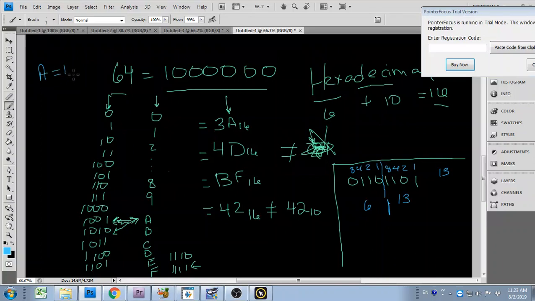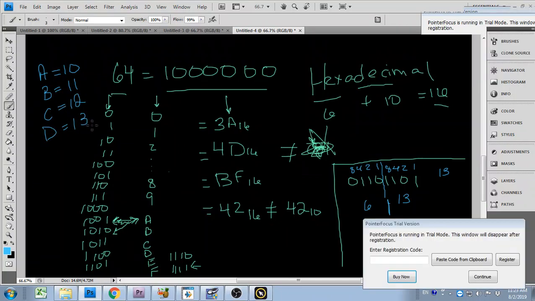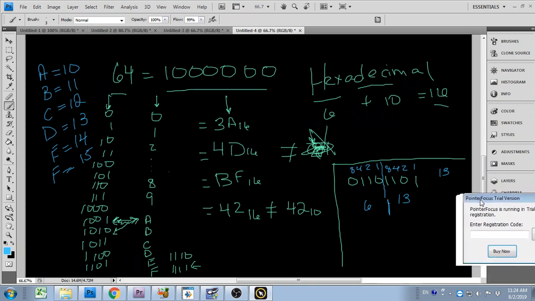A is equal to 10. B is equal to 11. C is equal to 12. I'd probably write this little system in your notes. E is 14. And F is 15. Now, if you went to 16, you actually have another column, or another digit, so you wouldn't ever do that.